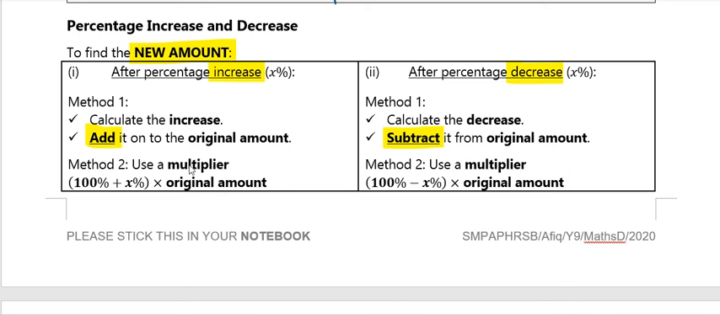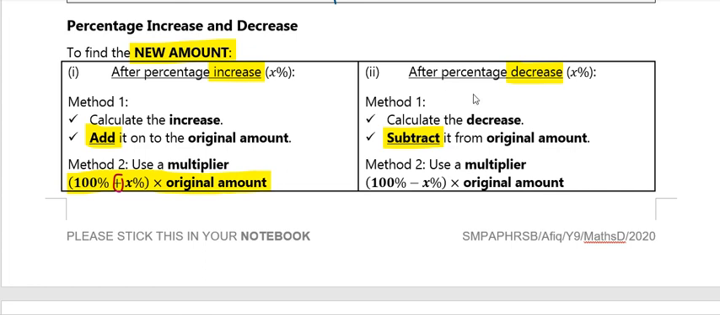So the first one here, when you have an increase, notice that in between there is a plus sign. So what we're going to do is 100%, which is the original percentage, plus the percentage increase. You have the multiplier of this one. You have to multiply with the original amount.